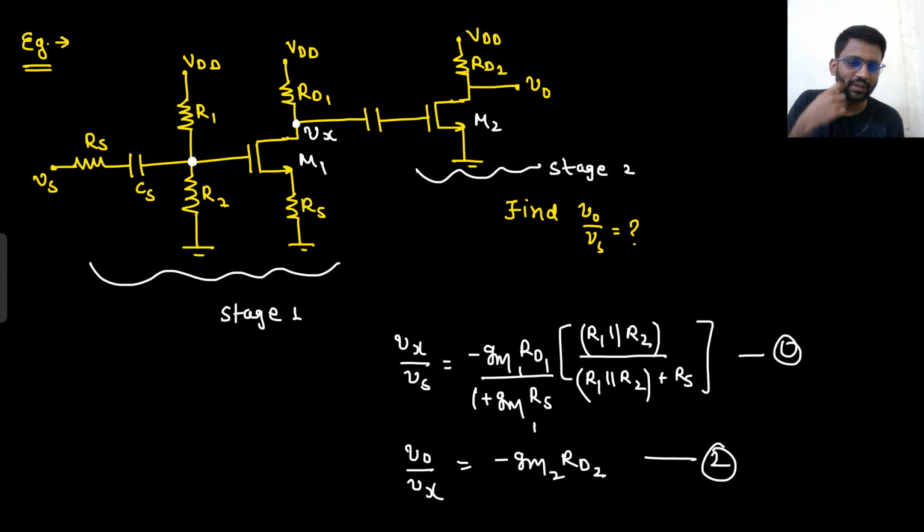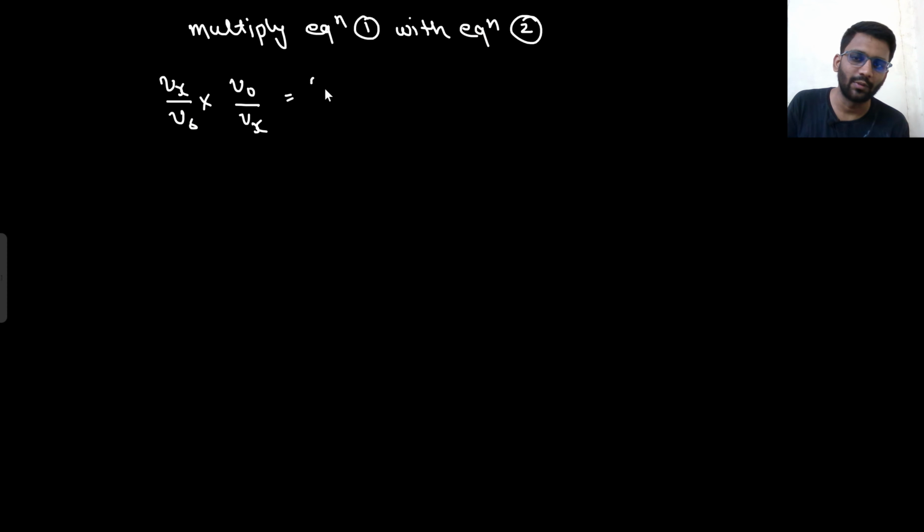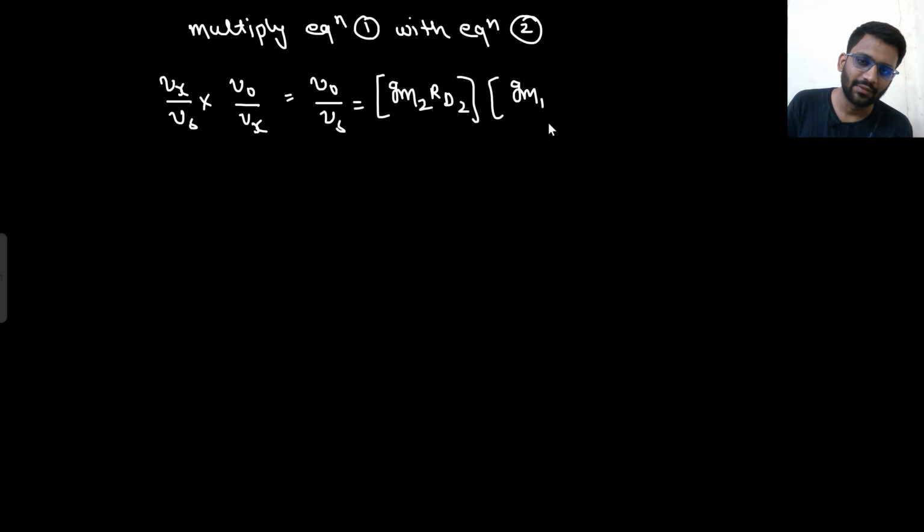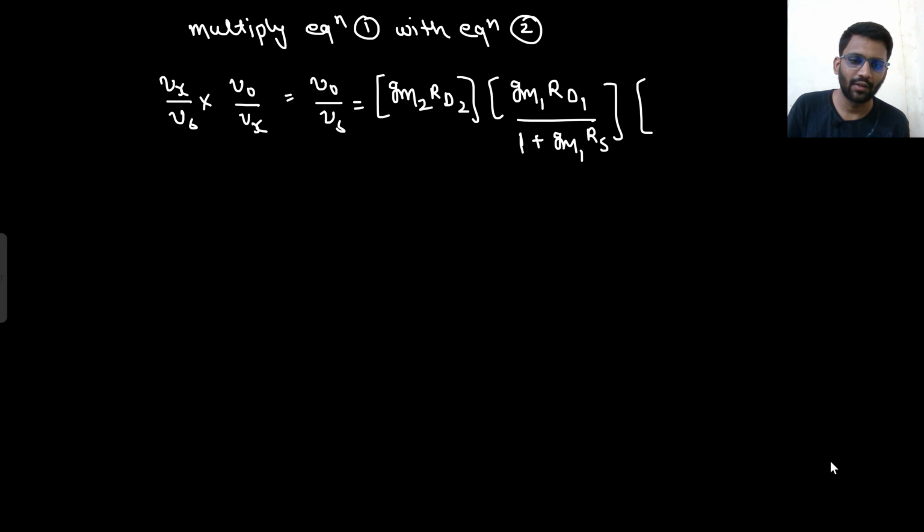Vx by Vs into V0 by Vx. So Vx getting cancelled, it would be V0 by Vs, and both of them will be multiplied. So Gm2 Rd2 into Gm1 Rd1 upon 1 plus Gm1 Rs into R1 parallel R2 upon R1 parallel R2 plus Rs.